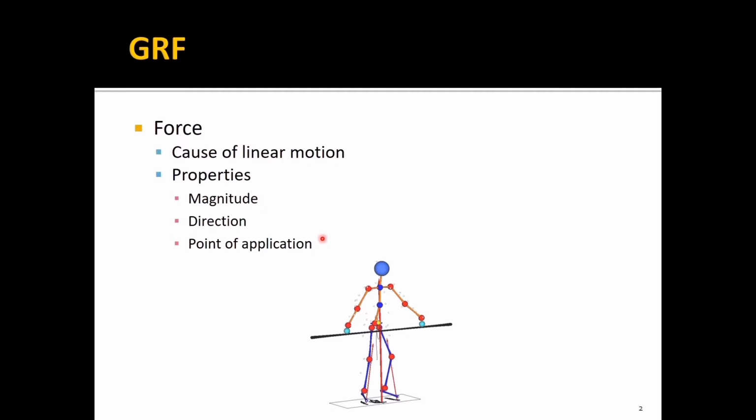Let's take a look at this figure. You can see there are three arrows here. These are all ground reaction forces coming from the force plate to this body. The length of this arrow means the magnitude of force, and the tip of this arrow means the direction of force. And if you take a look at the bottom here, you can see the center of pressure, which can tell us where this force is coming from. So this one is the point of application.